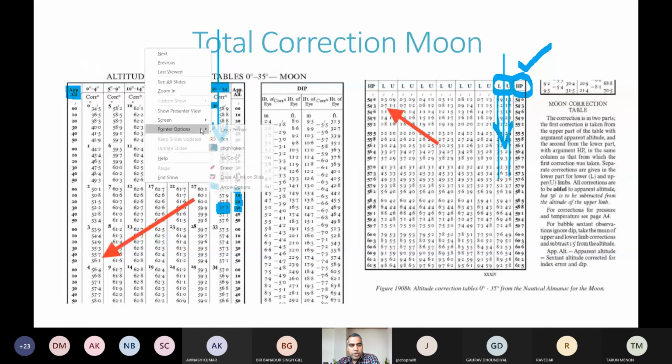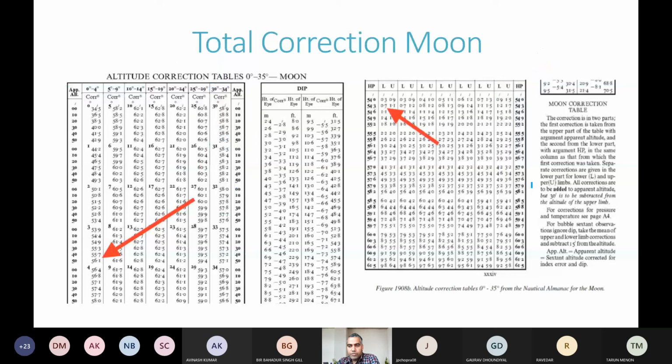When you enter into the bottom part, enter with 59.7. So you see 59.7 here. You can see the two values given here, 7.2 if it is a lower limb observation, and 4.8 if it is an upper limb observation. So this is how you obtain the second correction. This is known as HP correction. So main correction from the top part, HP correction from the bottom part.